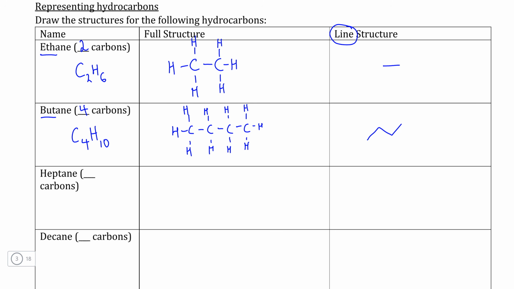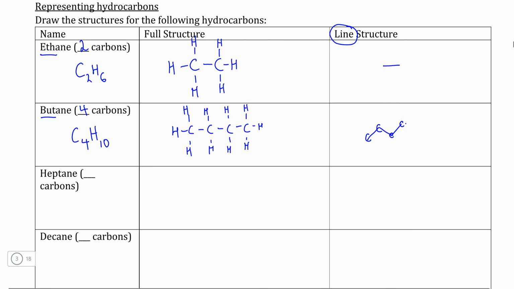So how do line structures work? Well, every time there is a bend in the lines, that is a carbon. I'll draw that better here. That is a carbon. So there's a carbon here and there's a carbon here. Every time there is an end to the line, that is also a carbon. So we can see 1, 2, 3, 4, 2 ends and 2 bends in the line like this.